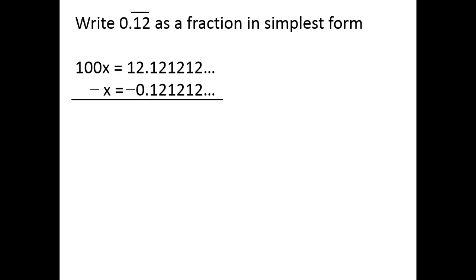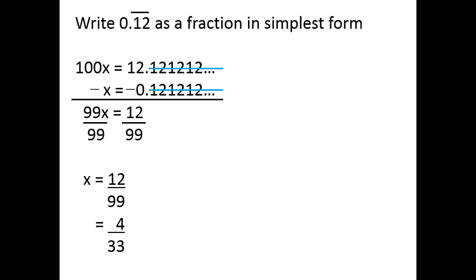And on the right side, all those repeating digits, they line up. So when we subtract, they'll subtract off. And all we'll have left on the right side is 12, because 12 minus 0 is 12. And remember, we're trying to figure out what x is, because that was our original number. So if we divide both sides by 99 and simplify, we get that x equals 4/33. So the repeating decimal we started with can be written as 4/33 as a fraction.